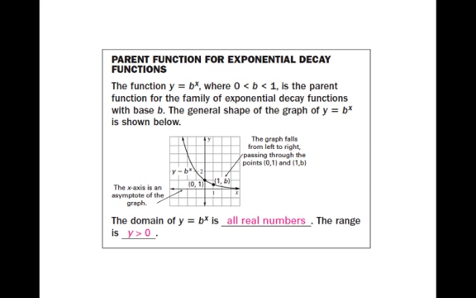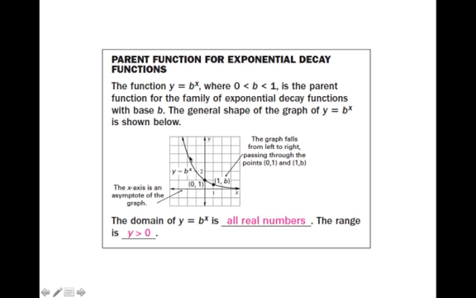All right, so these look different. The function y equals b to the x, where b is between 0 and 1, is the parent function for the family of exponential decay functions with base b. The general shape of the graph of y equals b to the x is shown below.